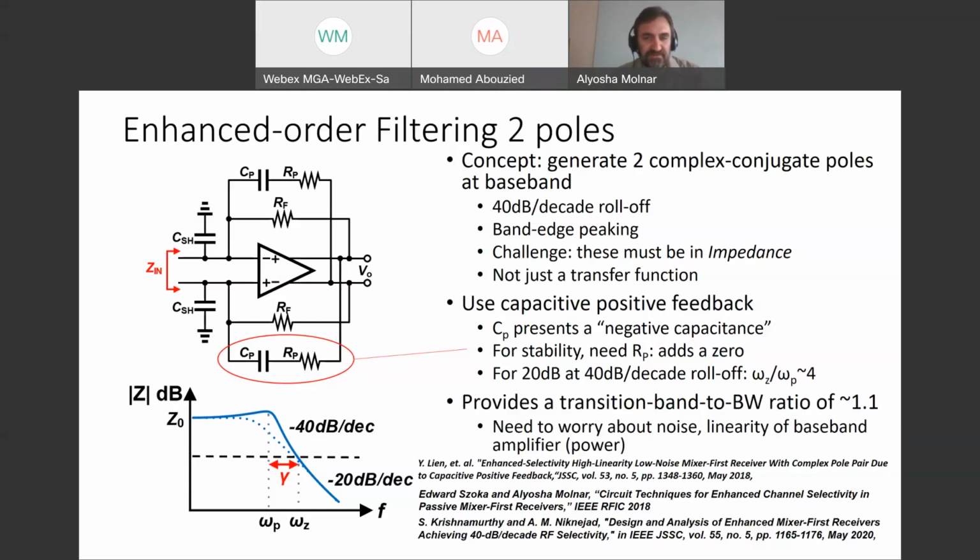The one downside of this approach is it does mean you need to worry about the noise and linearity of your baseband itself, because you are putting in positive feedback, which means it's actually being amplified at that band edge, and you have to basically burn more power in the baseband to compensate for that.